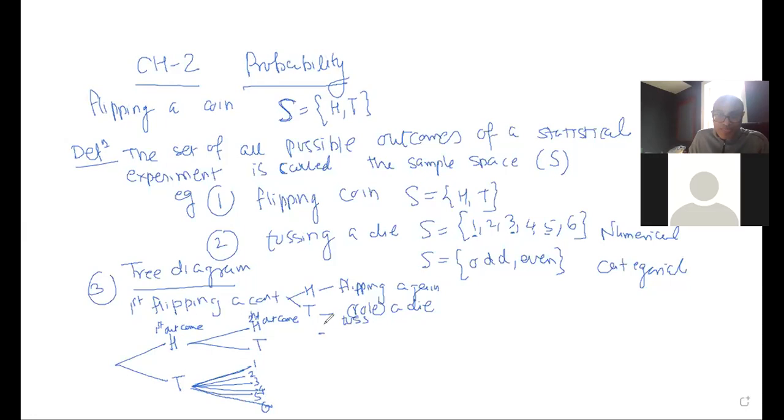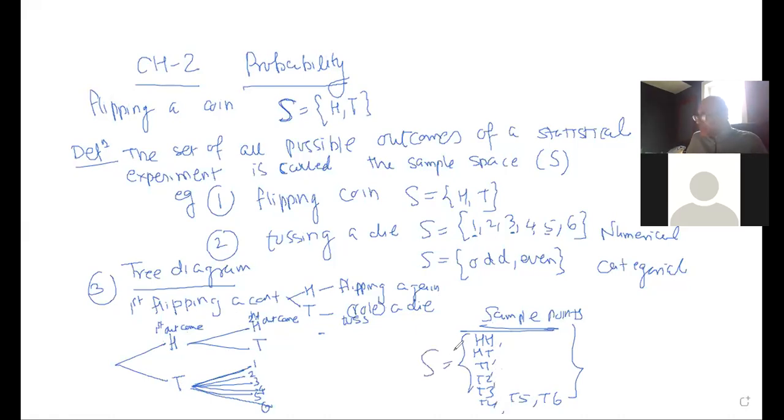Let me write it down over here. Sample points. You can see over here H and H. So that is my sample space, H and H. Then H and T. Am I right? Look at my pen. H and H, H and T. Then T1, T2, T3, T4, T5, and T6. And if I write everything in terms of a set with commas in between like this, that is space S, that is called the sample points.